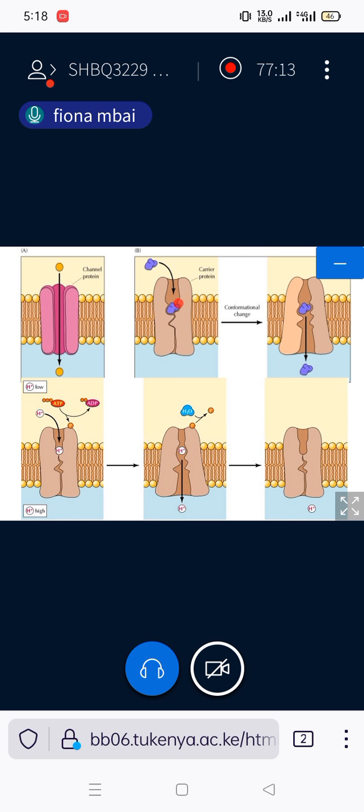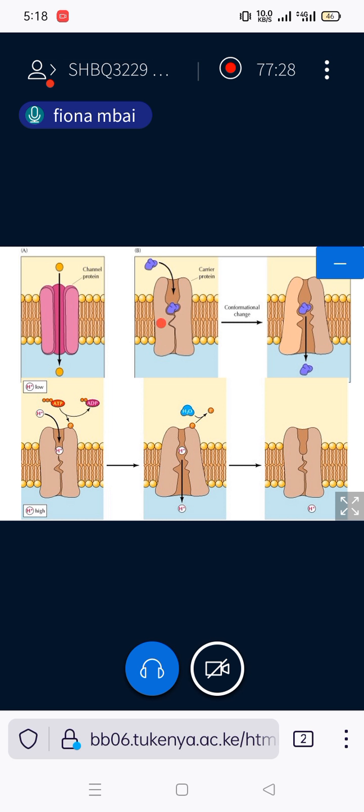Then a carrier protein, also shaped like the carrier protein, integral membrane protein, but in this case, the external molecule will come, bind in there, and then this protein undergoes a conformational change, you remember that from biochemistry, and it will open up. Once it has bound here, it will cause opening of this part, and the molecule will move to the other side.